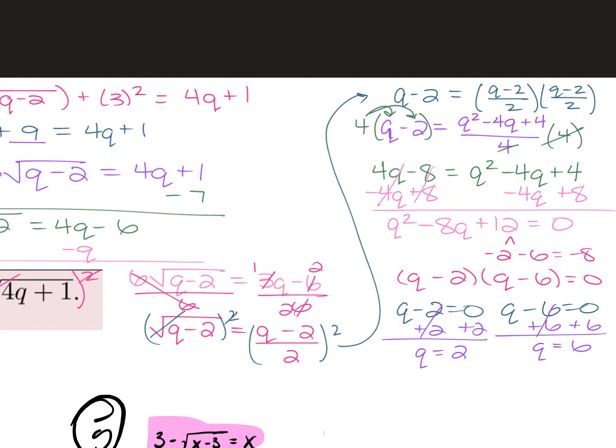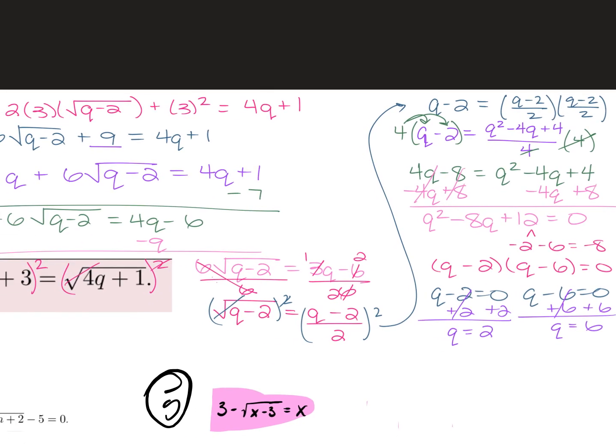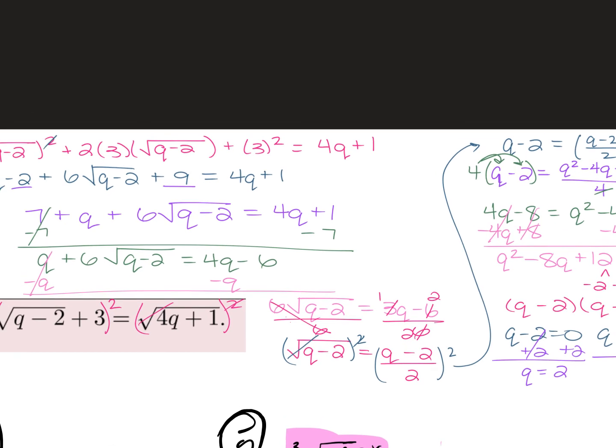Now again, you need to check these. In order to check them, use the original equation. So that gave you the square root of q minus 2 plus 3 is equal to the square root of 4q plus 1. So you're going to plug in both the 2 and the 6 for this and check them both.